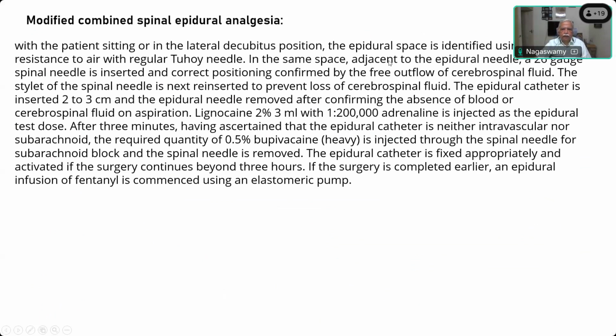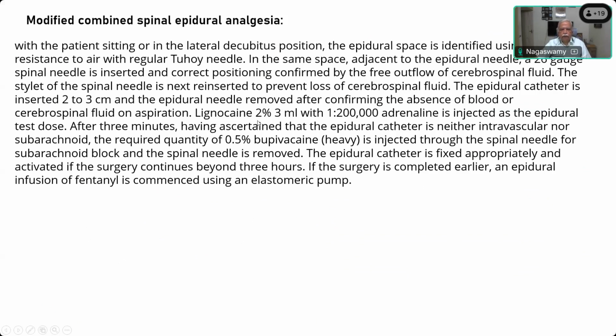First, you identify the epidural space with loss of air with a regular needle, or in the same space adjacent to the epidural needle, you insert the other needle and the correct position is confirmed by free flow of cerebrospinal fluid, and then you put the stylet back into that to prevent the loss of CSF. Then you insert the epidural catheter through the epidural needle.